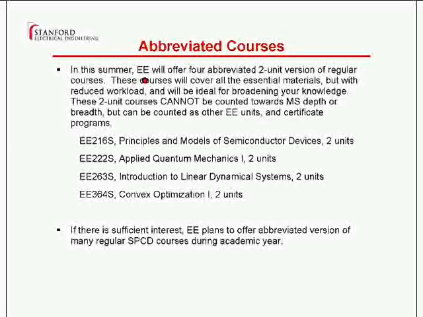Starting this summer, we're going to start offering abbreviated versions of these courses. They will be about 2 units, and they will cover all the essential materials with a reduced workload. Now, this summer, the 4 courses that are offered don't have projects, and instead of 10 weeks of instruction, they will have 8 weeks of instruction, so they will cover 80% of the material. It will give you a good base to understand the material, and if you want to broaden your knowledge in these areas without a lot of pain, this is probably a good way to do it.